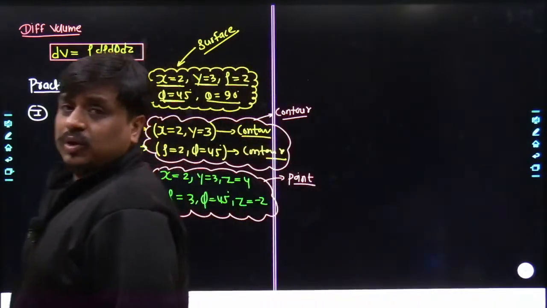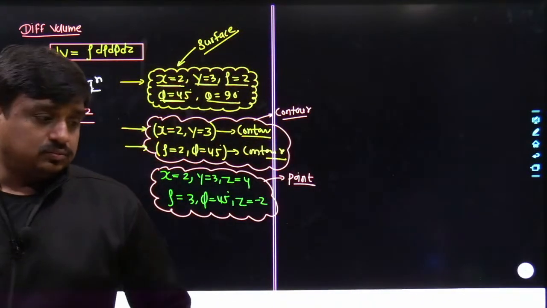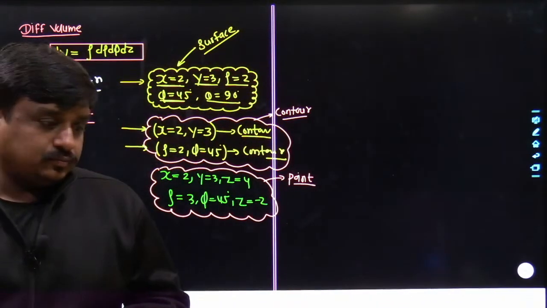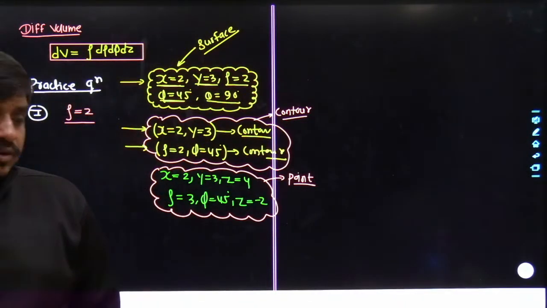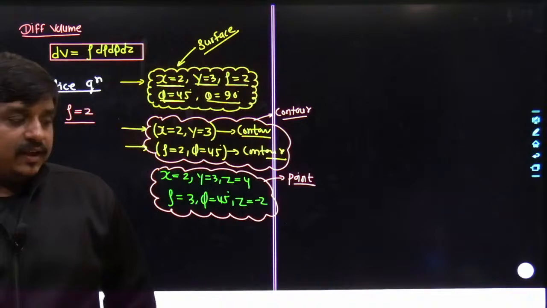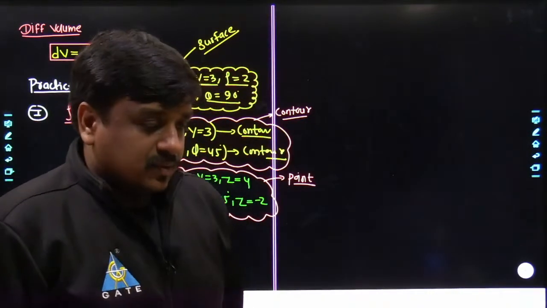Tell me what is going to be rho is equal to 2. Rho is equal to 2. Tell me, I wanted to get the answer from each one of you. The students who are there live can give the answer for this particular question.